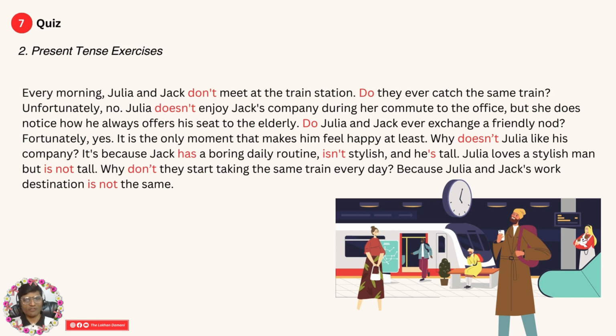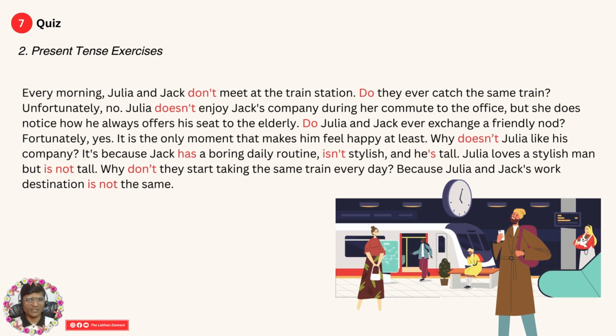Do Julia and Jake ever exchange a friendly nod? Friendly nod means nodding your head. That's a nod. Fortunately, yes. It is the only moment that makes him feel happy at least. Why doesn't Julia like his company? It's because Jake has a boring life routine and isn't stylish, and he's also tall. And Julia loves a stylish man, but not a tall one. It's the opposite. Julia likes something opposite to him.